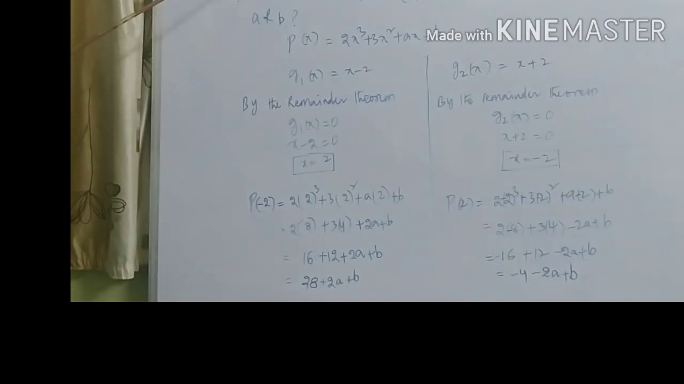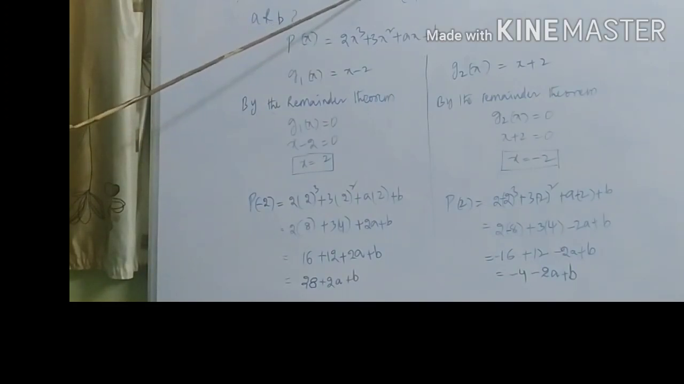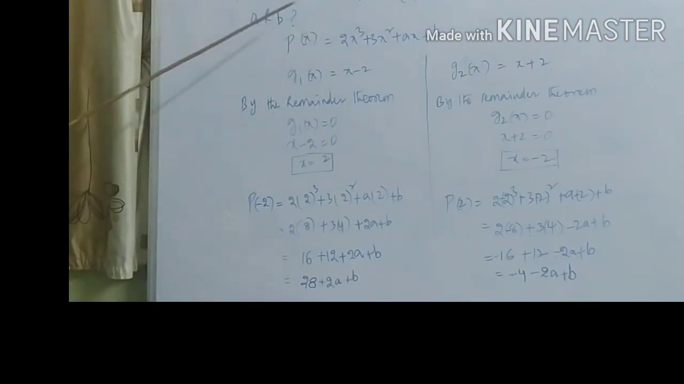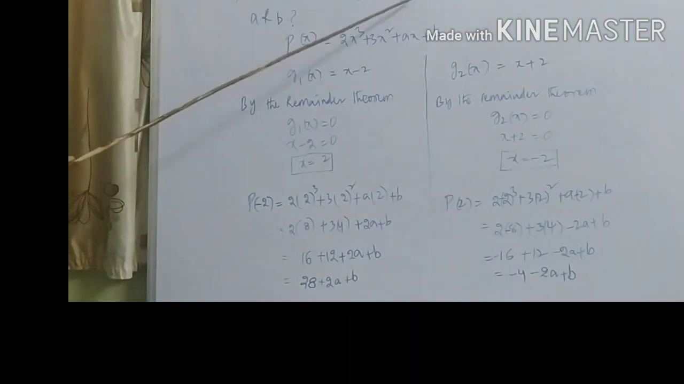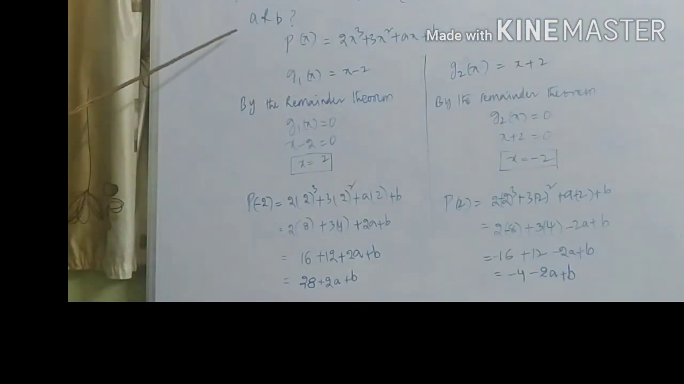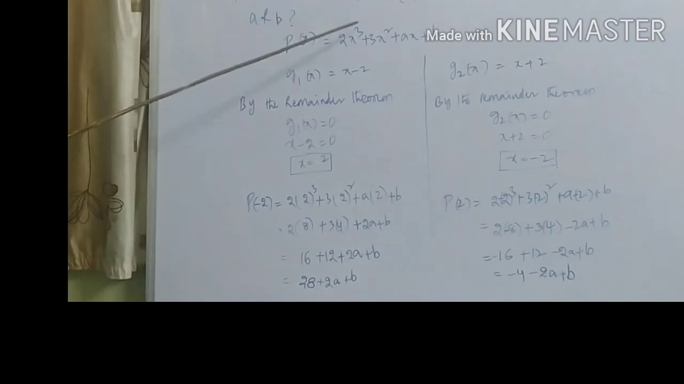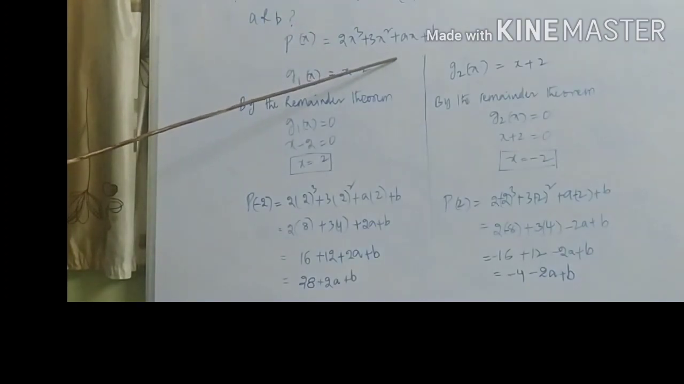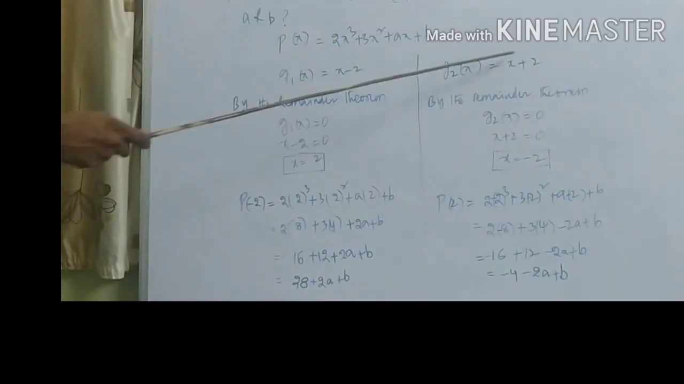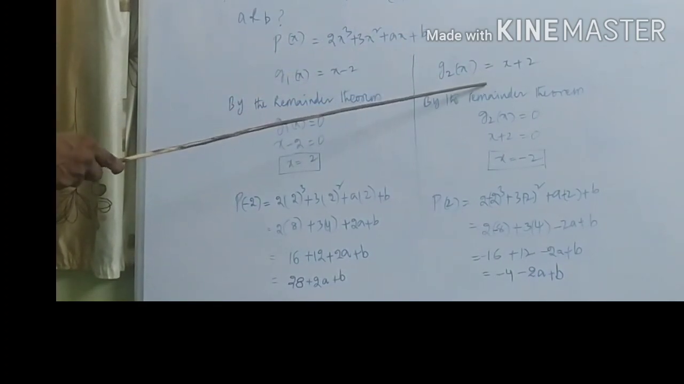Next, our question from exercise 2.3, ninth one. When a polynomial 2x cube plus 3x square plus ax plus b is divided by x minus 2, leaves the remainder 2, and x plus 2 leaves the remainder minus 2. Find the values of a and b. Let p of x is equals to 2x cube plus 3x square plus ax plus b, and here g1 of x is equals to x minus 2, so g2 of x is equals to x plus 2.